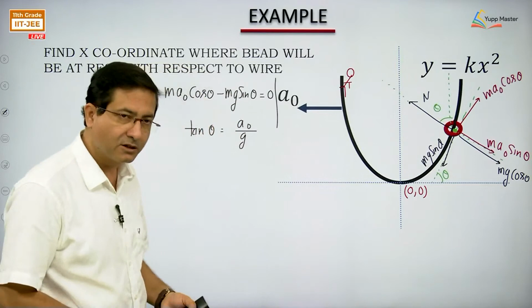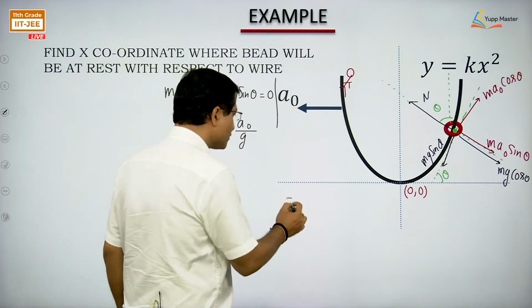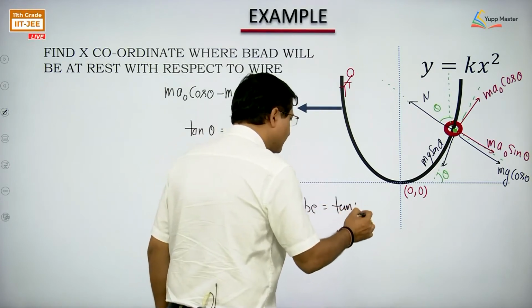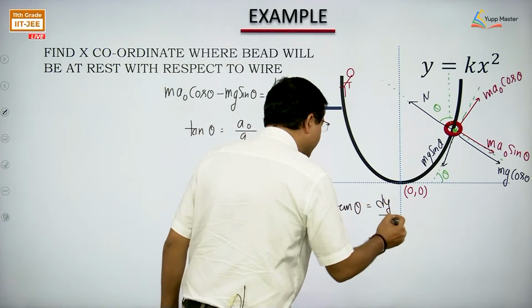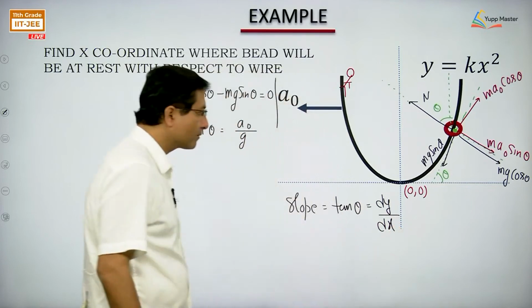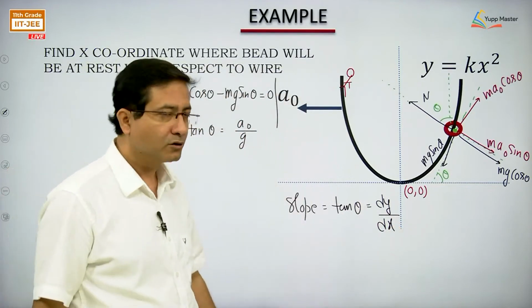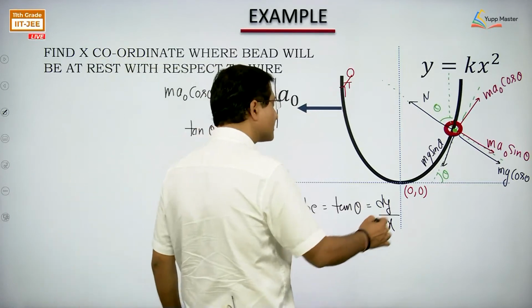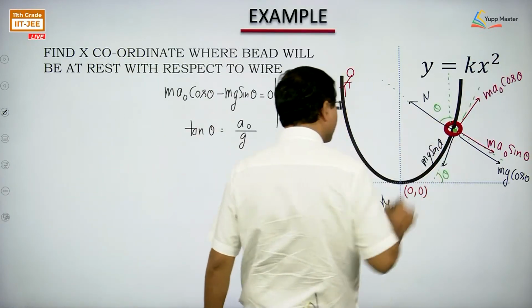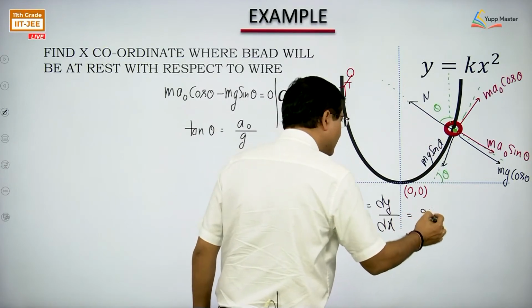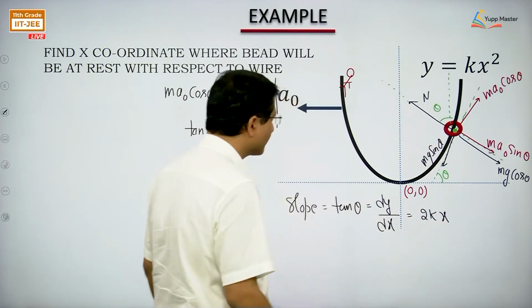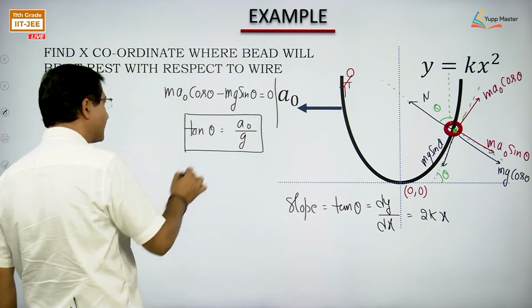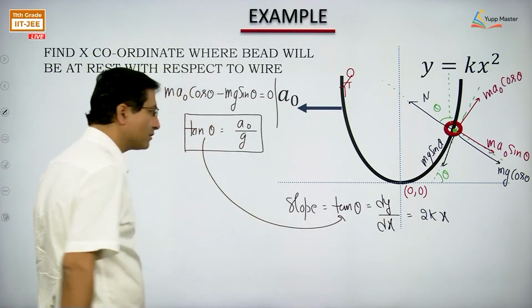If I differentiate this equation, the slope, which is tan theta, can also be calculated by dy by dx. I can use differentiation here. So if I differentiate that relation, I will get dy by dx, differentiation of x square is 2x, so I am getting 2kx, and from here I have the value of tan theta which I can place in this equation.